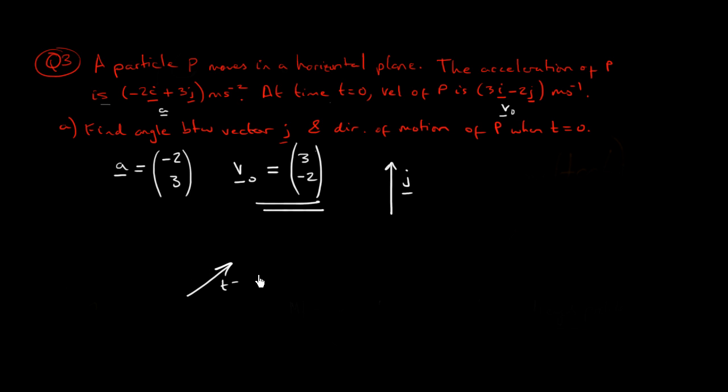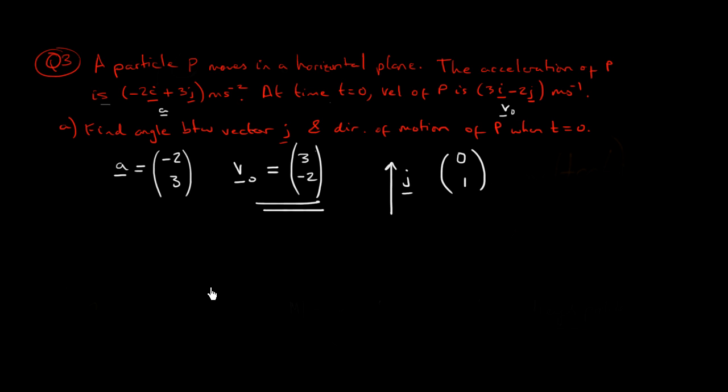But let's be a bit more accurate. What's j in column vectors, just to get some practice? Well, the i component has to be 0, because it's not going in diagonal directions, it's going straight up. So the i has to be 0, and the j has to be 1, because j is a unit vector and it has a magnitude of 1. So it's good to be able to draw that, even if we don't necessarily need it here.